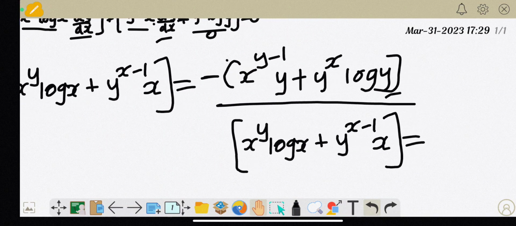So just verify this answer whether it is correct. I will check it once. Yes, it's correct. Minus of y x to the power y minus 1 plus y log y. Yes, it's correct. So you understood, no, how to solve this?